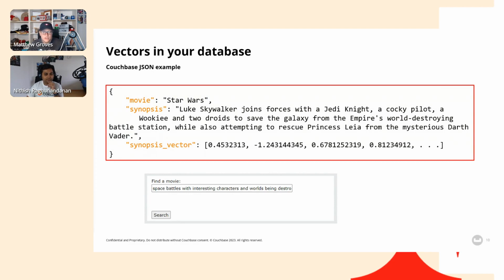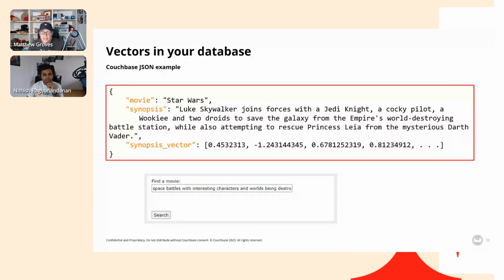But with vector search, this means you can now search your whole database for something that's close in meaning to a user's input. So as a user, I could type space battles with interesting characters and worlds being destroyed, and Star Wars might be the closest neighbor to that. And Star Trek The Wrath of Khan might be the second closest neighbor, and then the Terminator, and so on.